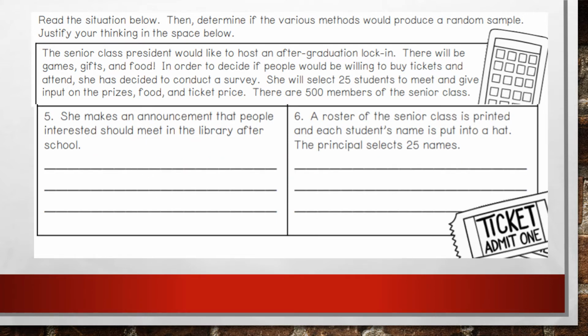The next option could be that she makes an announcement that people interested should meet in the library after school. This is not random because it only includes the students who volunteer to participate.